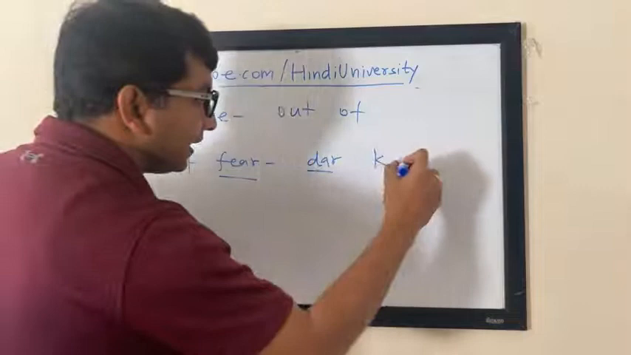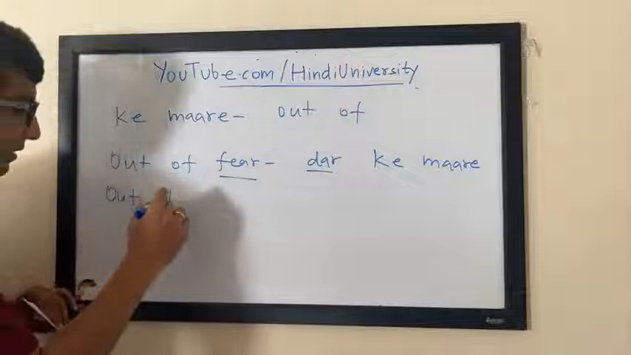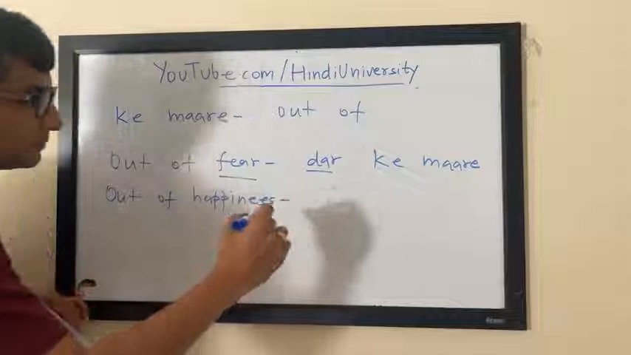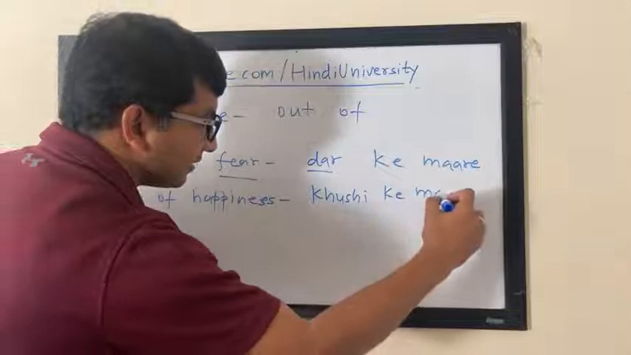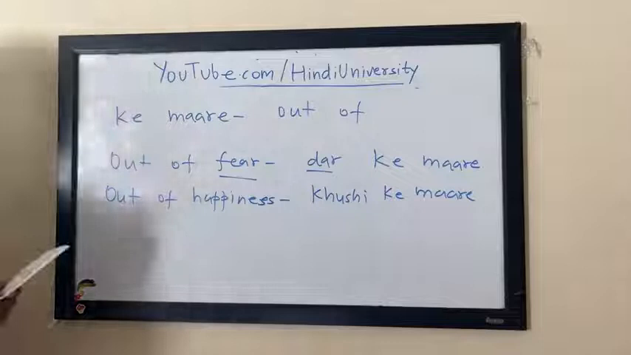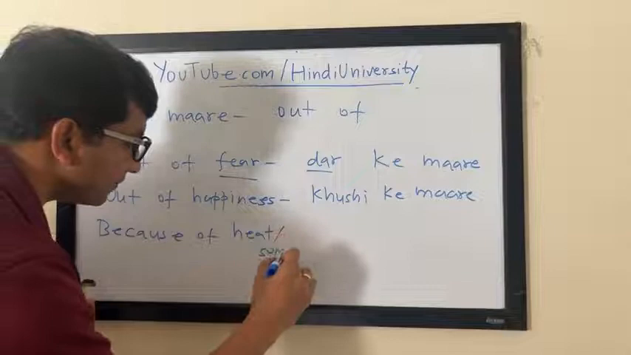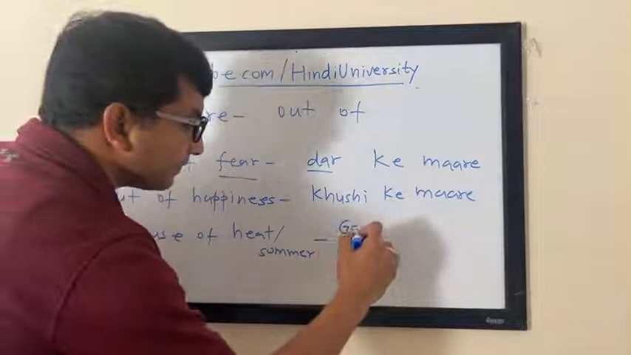So think about all the feelings, okay? Out of fear is dar ke mare. Out of happiness is khushi ke mare. I'm going to write some more examples and then I'm going to ask you guys to make some sentences, okay? Khushi ke mare. And then you have out of, and in sometimes sentences, because of heat or summer. Okay, it's garmi. So you say garmi ke mare.